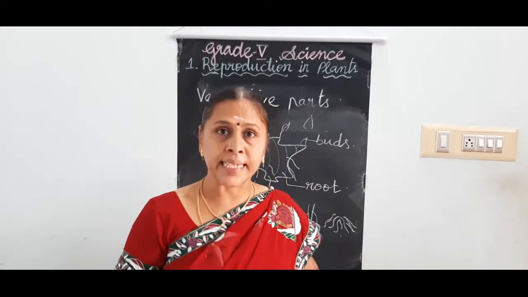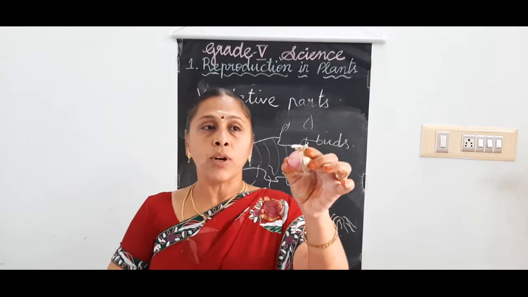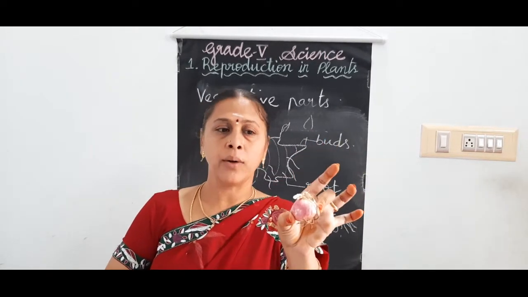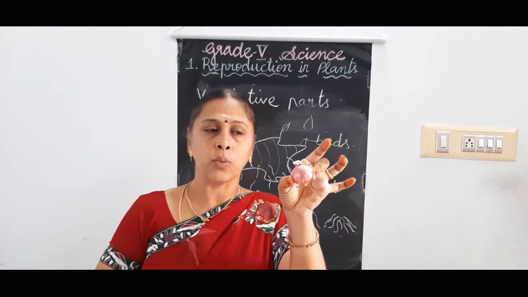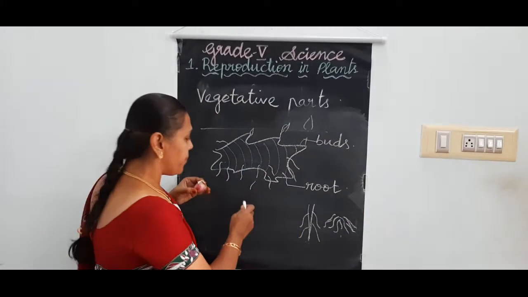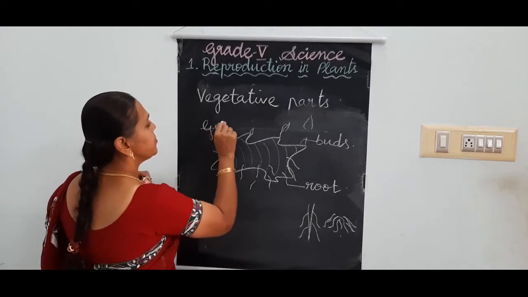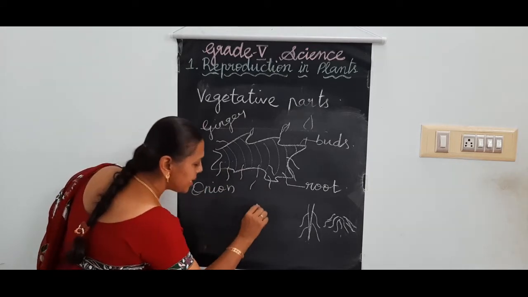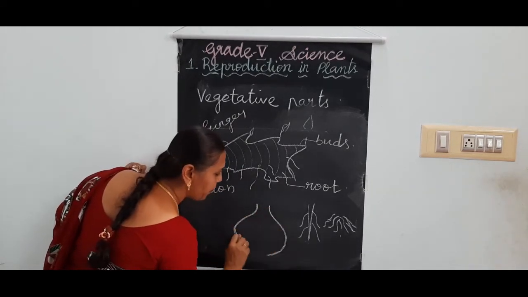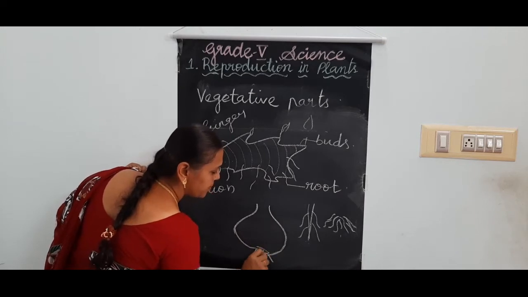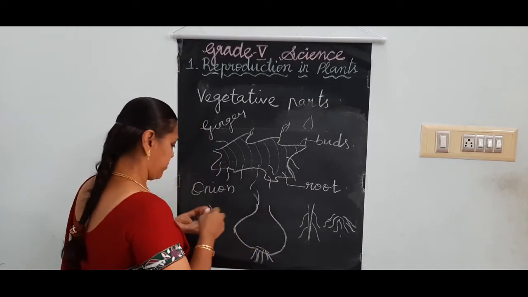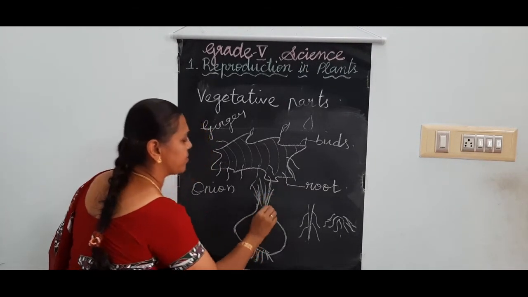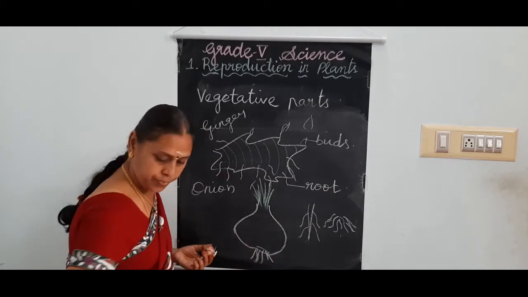Then another example, the same thing, onion. What is this? Onion. That also will be available in the kitchen. You may go and take one in your hand and observe. Now this is ginger, and another example is onion. Generally, it is also the stem part which grows like this. Like this it will grow.